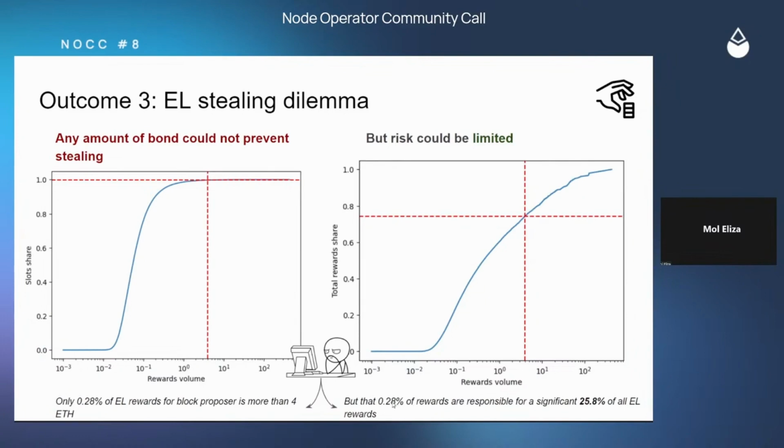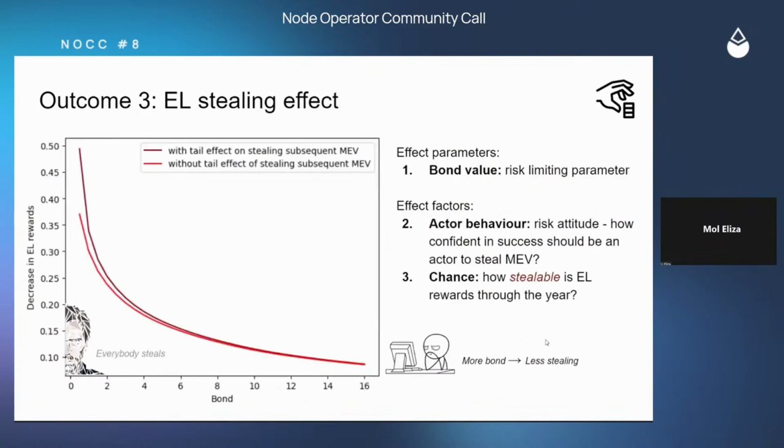If this 0.25% of blocks would be stolen, we would lose as a protocol basically 25.8% of all EL rewards, which would be socialized on all the stakers. So we couldn't, with any amount of bond, prevent this situation, but we could limit it. And the basic idea is the more bond we have, the less effect on EL rewards, supposing that all of the actors would be acting purely economically maliciously, stealing the EL if they face a block that has more value than the bond they provided.